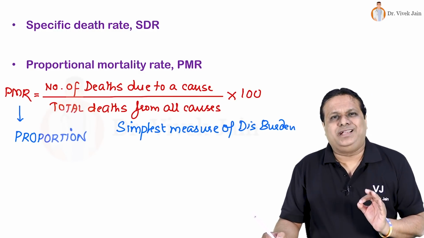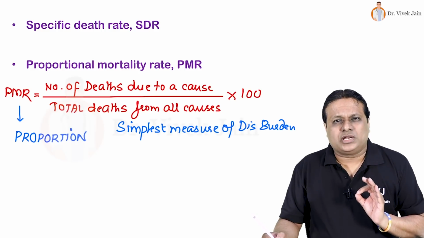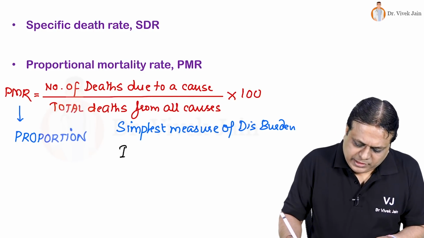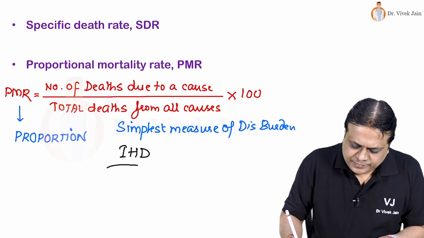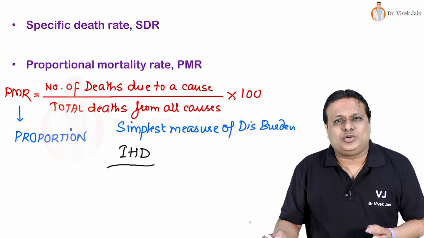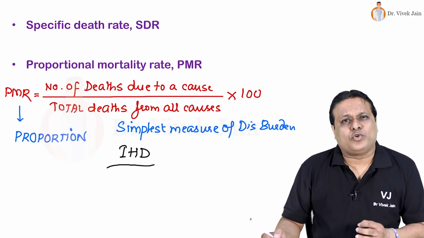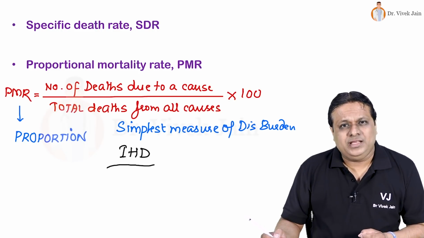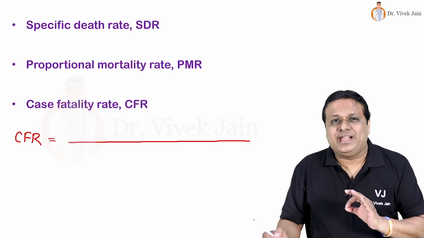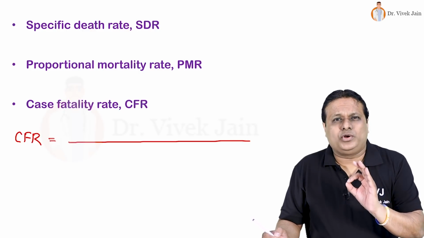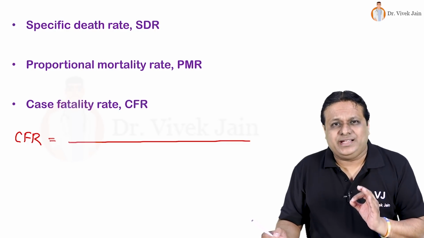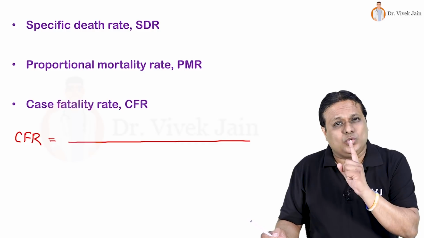Now when you look at global deaths currently, proportional mortality rate is highest for which particular disease? That is IHD, ischemic heart disease, which contributes more than 16% of deaths globally. It is followed by stroke, COPD, LRI, followed by other causes. Proportional mortality rate was the proportion contributed by a particular cause among all the causes of death. But when you look at case fatality rate, we are talking about a single disease only.